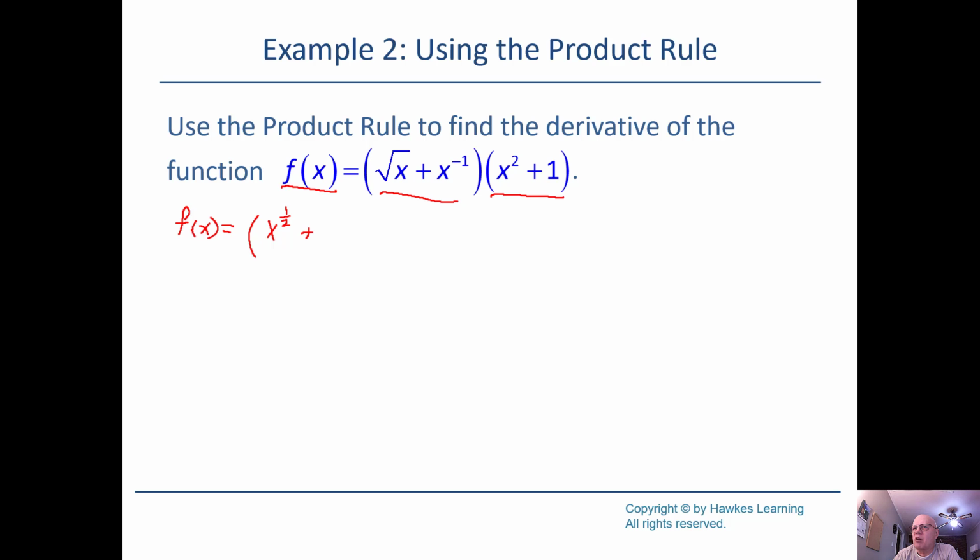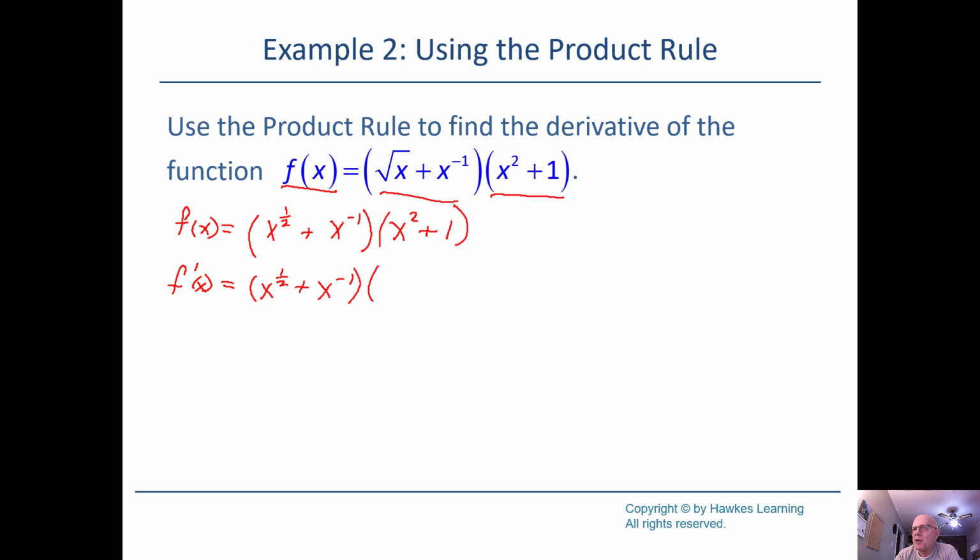Plus, this is already ready for the power rule. And the other one, we're still good. We're ready to roll. Now, yes, we could multiply these together, then take the derivative, but we're practicing the product rule. So, if I want f prime of x, or dy dx, I'm going to write this one as it is, and that's times the derivative of the other one.